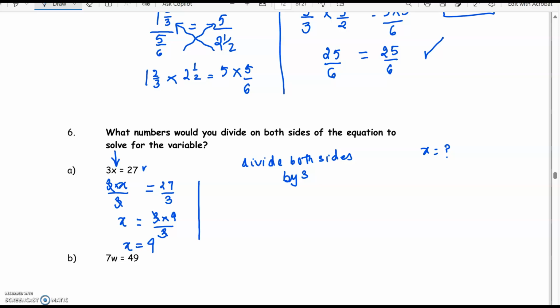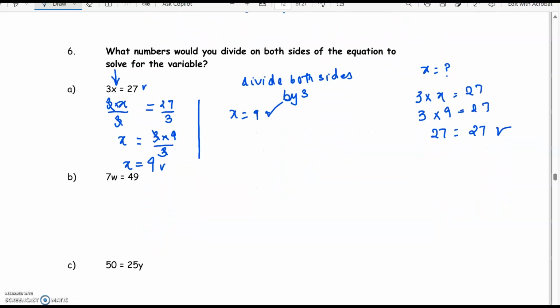So we could put it back in the equation. So 3 times x equals 27. We just said that x is equal to 9. We solved the equation. So let's put x, which is 9, back into the equation and check if it works. 9 times 3 is 27 equals 27. It works, so therefore our solution x equals 9 is correct.